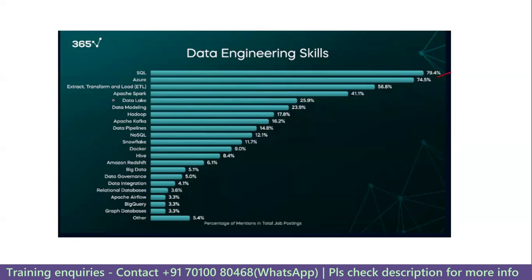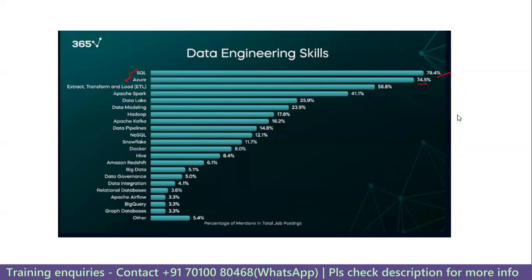79.4% of these job openings wanted SQL as a skill, right? The next thing is that almost 75%, 74.5%, of these job openings mentioned Azure. They want you to know about Azure, right? The rest is ETL, Spark, data lake, data modeling, Hadoop, all those different things. So that means that Azure is one of the most highlighted skills that these companies looking for data engineers are posting online. They want you to know about Azure.